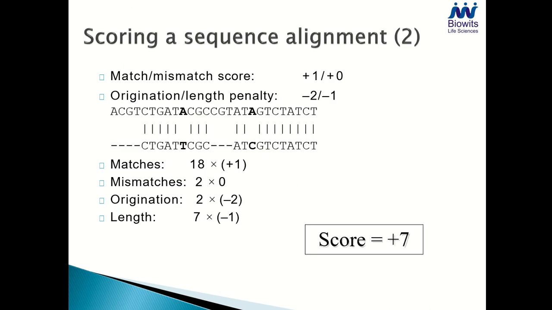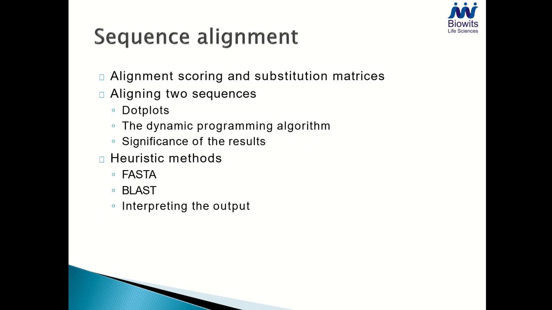Now, scoring a sequence alignment. Ayan. So, match, mismatch score, positive 1, positive 0. We want to know also the origination or the length of penalty. So, ito yung na-produce na data ng computer. Ayan. So, score niya is positive 7. Okay? So, this particular plus sign indicates the level of similarity.